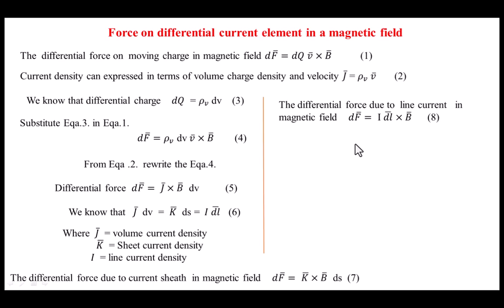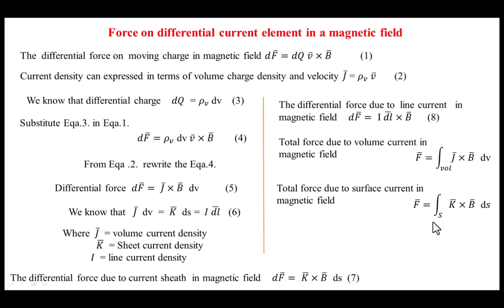If we want to find the total force, then we have to take integration. If it is a volume charge, we take a volume integral. The total force F bar equals the volume integral of J bar cross B bar dV. The total force on a sheet charge is F bar equals the surface integral of K bar cross B bar dS, from equation 7. In the same manner, for the total force on a line charge, the above eighth equation will be modified as F bar equals the closed line integral of I dl bar cross B bar.